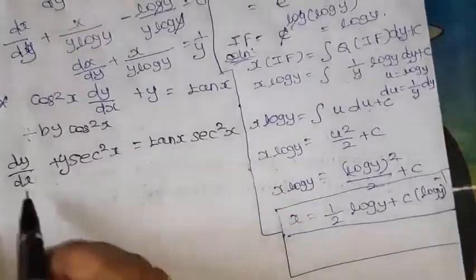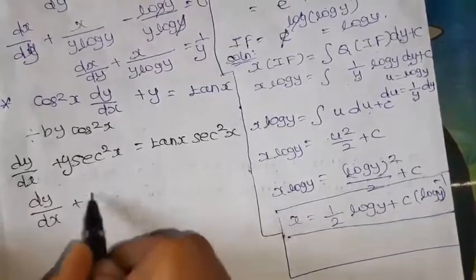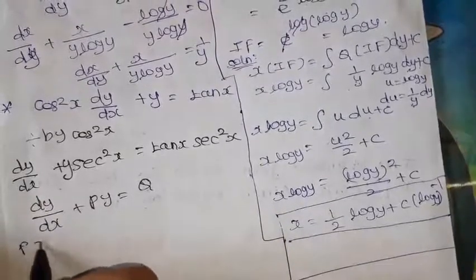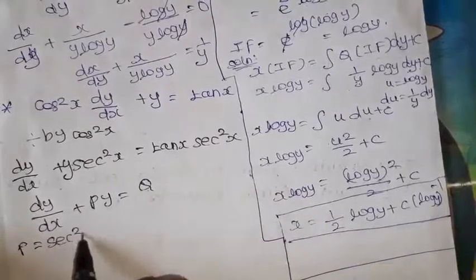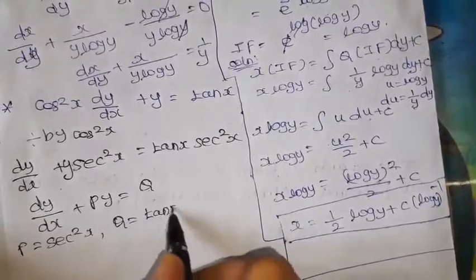So it is in the form of dy by dx plus py equals q. So what is p here? p is equal to secant squared x. Similarly, q equals tan x secant squared x.